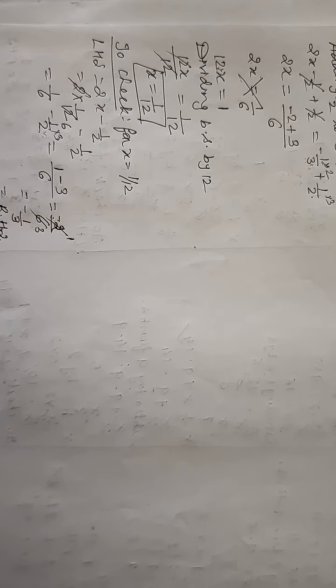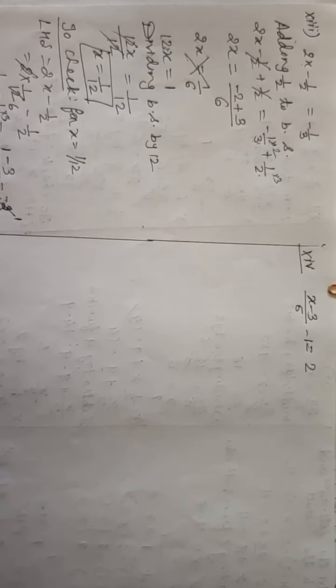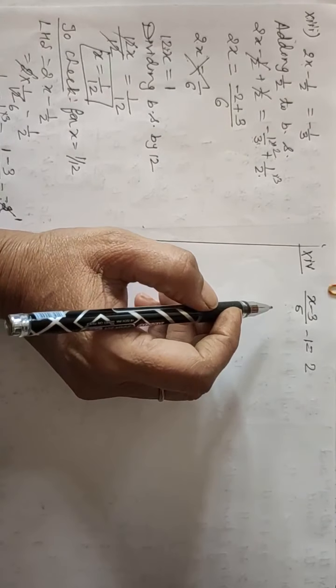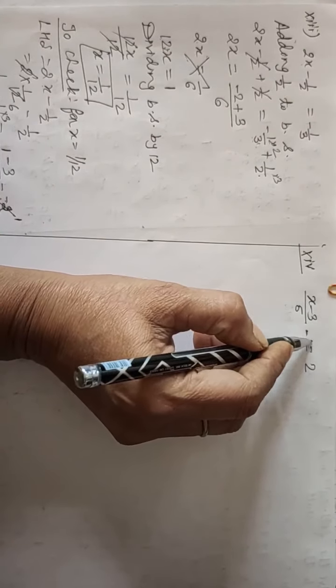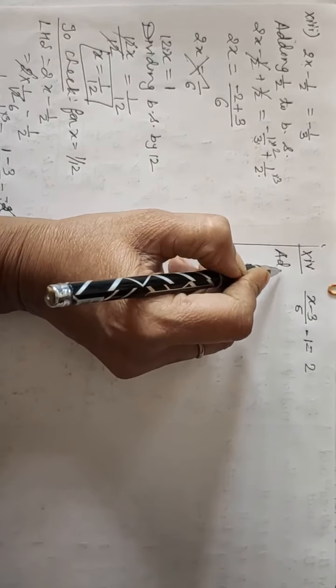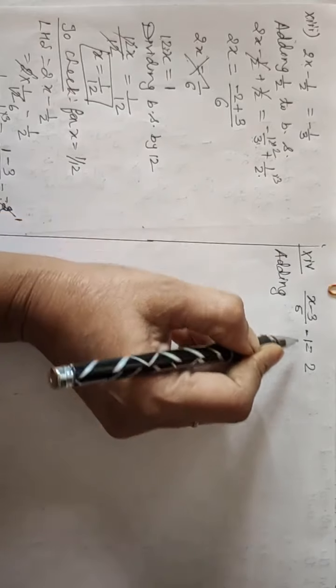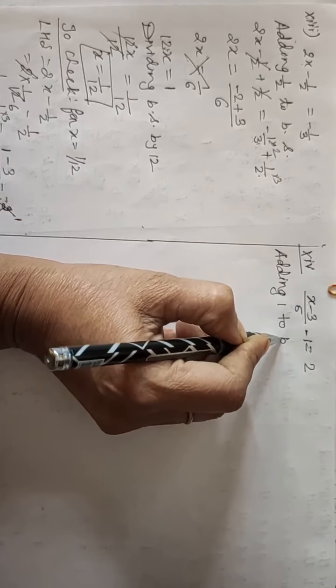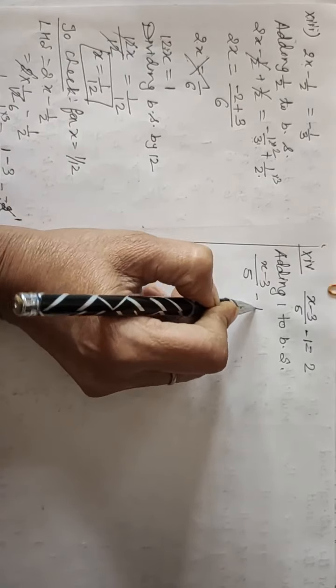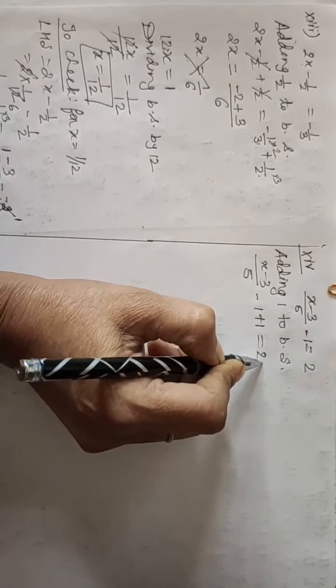Okay, now let's move to the next example, that is the 14th sum. Now see, (x minus 3) by 5 minus 1 is equal to 2. Here there is a minus 1, so as there is minus, we have to add. So adding 1 to both sides. This is your left hand side, minus 1 plus 1, and here 2 plus 1.